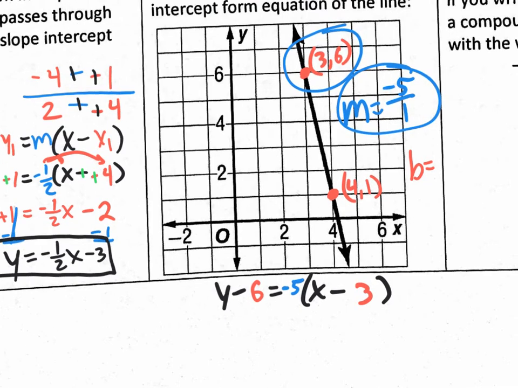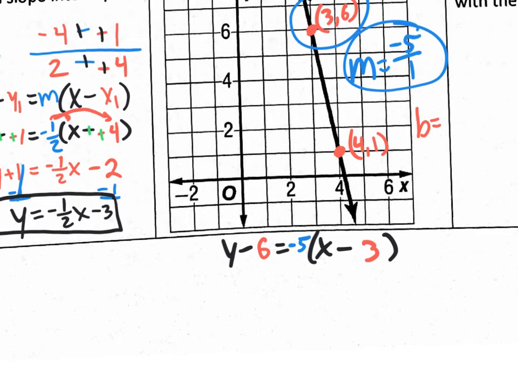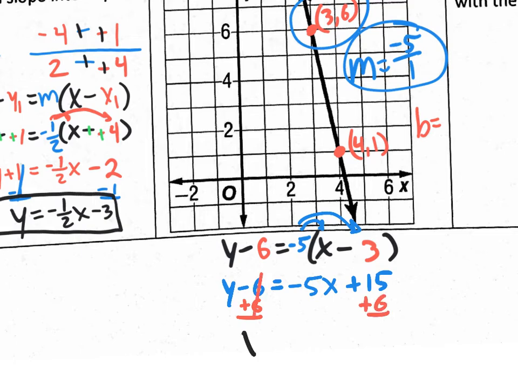But the instructions say to write it in slope-intercept form. So you'd have to distribute: negative 5 times x is negative 5x, negative 5 times negative 3 is positive 15. Bring down the equal sign, bring down y minus 6. And your final step would be to get rid of that minus 6 by adding 6 to both sides. So your final slope-intercept form equation should be y equals negative 5x plus 21.